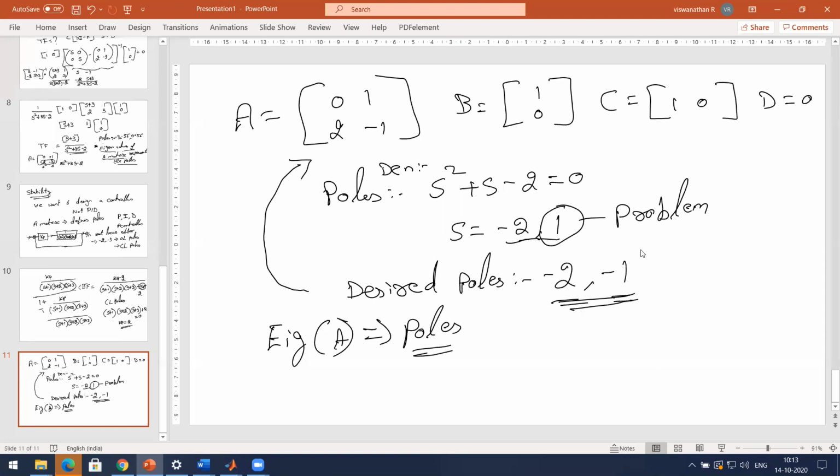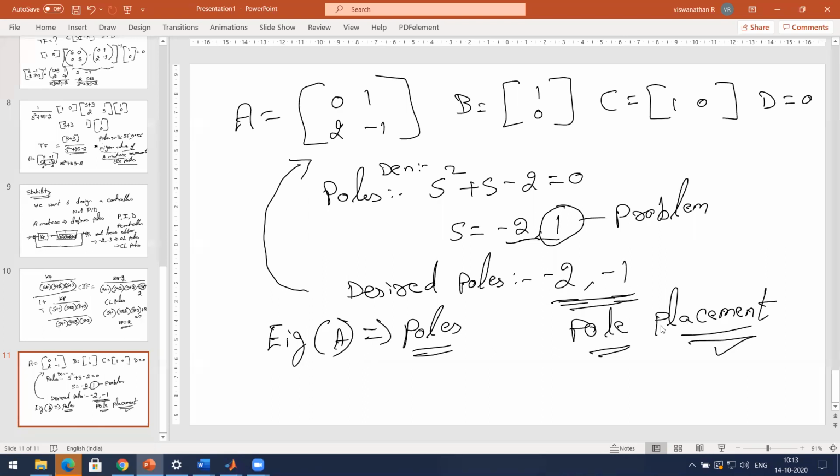So what is this concept called? This concept is called pole placement. I have not taught you exactly how to get this yet. I have not taught you the method, but the method name is pole placement. What is the meaning of pole placement? You are placing the desired poles in the required places. So you don't want -2 comma 1, but you want -2 comma -1. Instead of this 1 you put -1, and this is called the pole placement method.